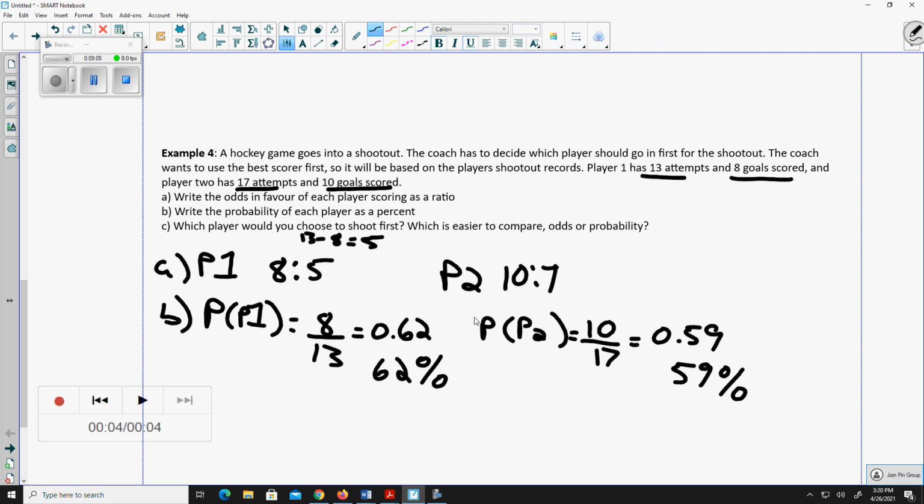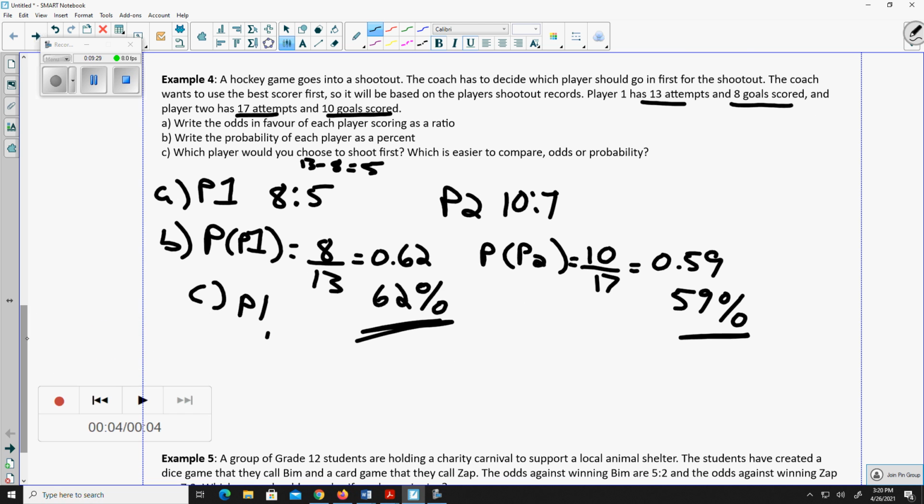So now when you look at these, which player would you choose to shoot first? Well, that's hopefully obvious. Clearly, player 1 scores 62% of the time. Player 2 only scores 59% of the time. So you're going to pick player 1, right? P1 will shoot first.